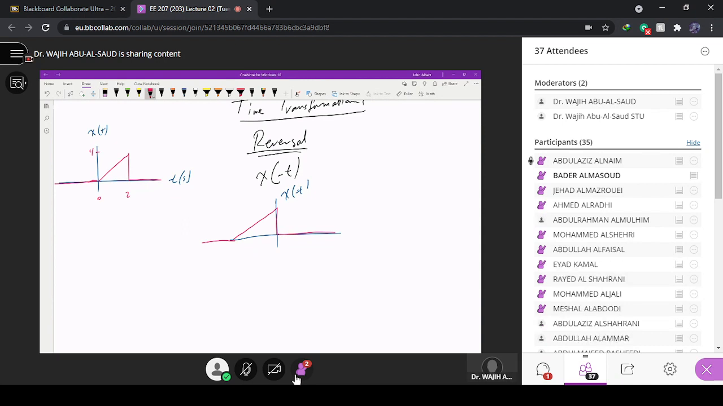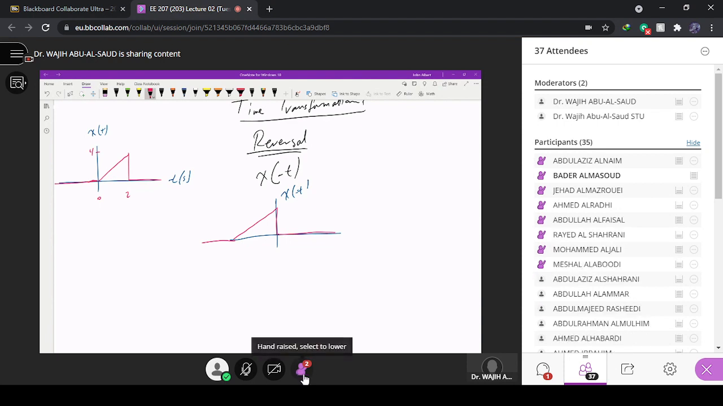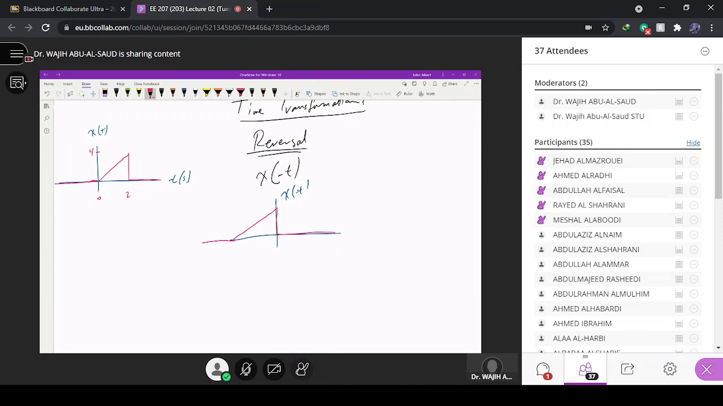Okay. This is the error that you made, Tariq. What you did is you shifted the triangle, and this is why I decided to put a triangle, not like a rectangle. If it was a rectangle, you wouldn't see the mirror image. Basically becomes exactly the same. In fact, time reversal means exactly as Aziz mentioned. It's basically a mirror image of that signal around the y-axis.